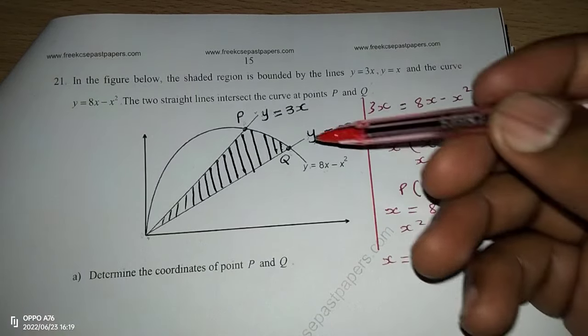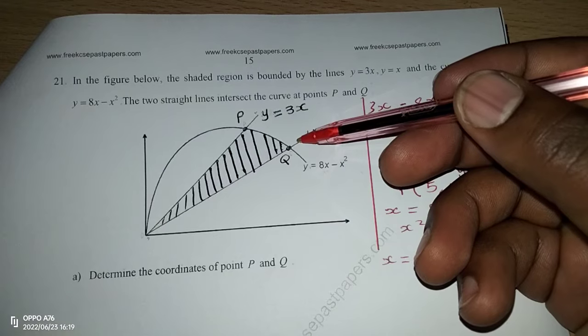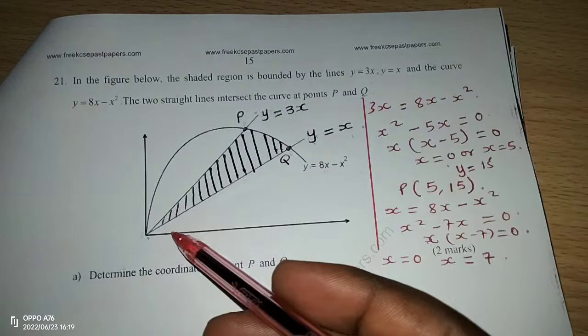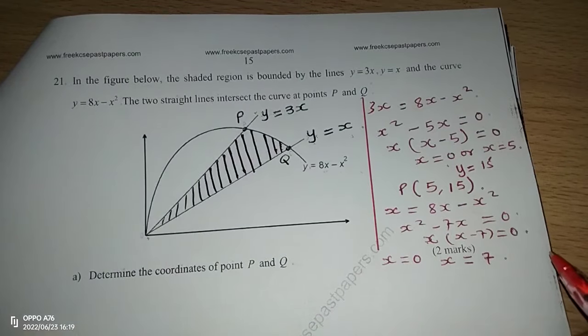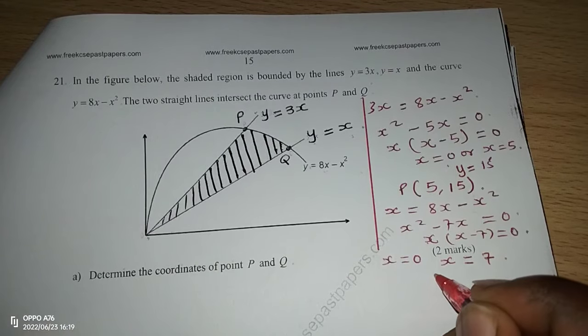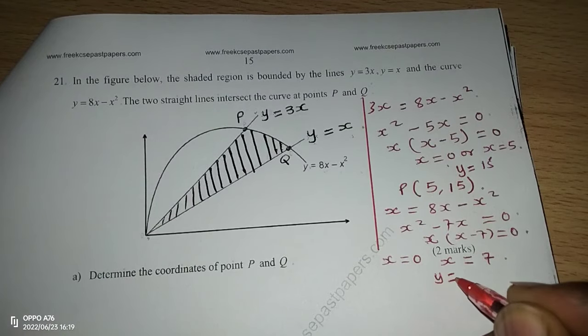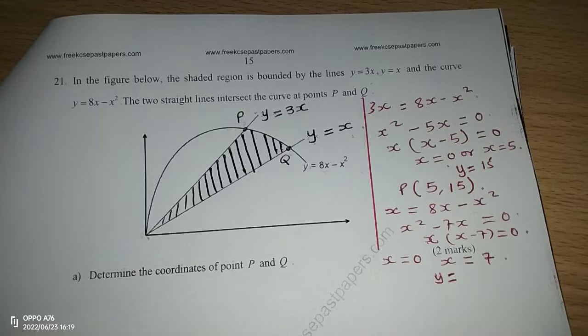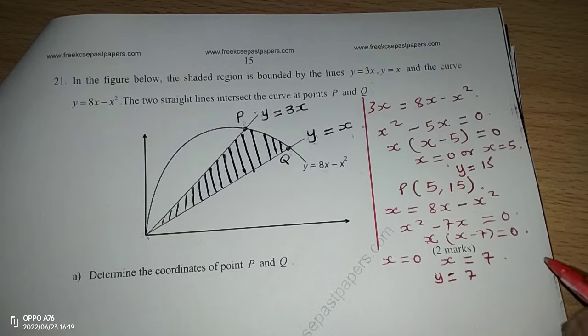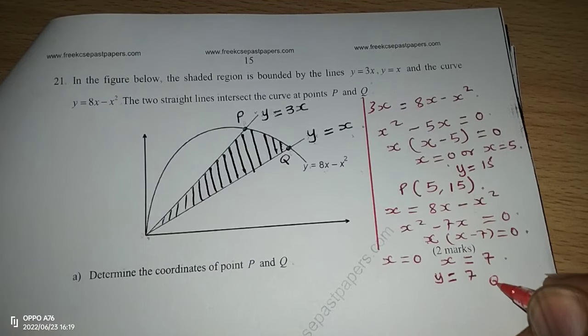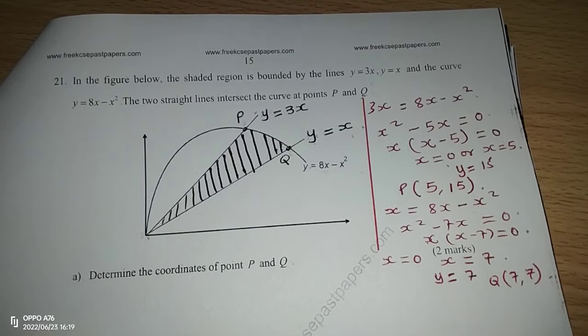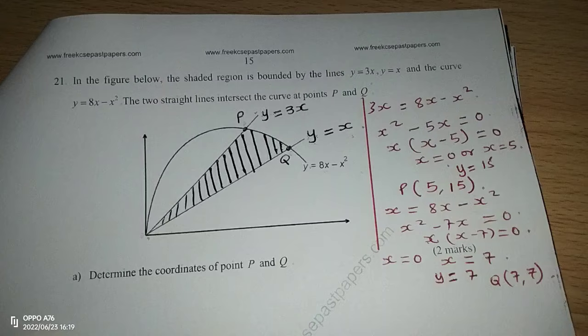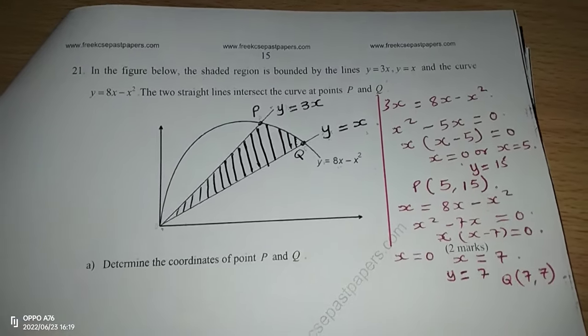Definitely at point Q, x will be 7 because x equals 0 at the origin. Therefore now, we can get the coordinate of y at that point by saying that y equals x. Therefore, if y equals x, then y is also 7. Therefore, now we can say point Q has coordinates 7, 7. Therefore, we have the coordinates of Q and the coordinates of P.